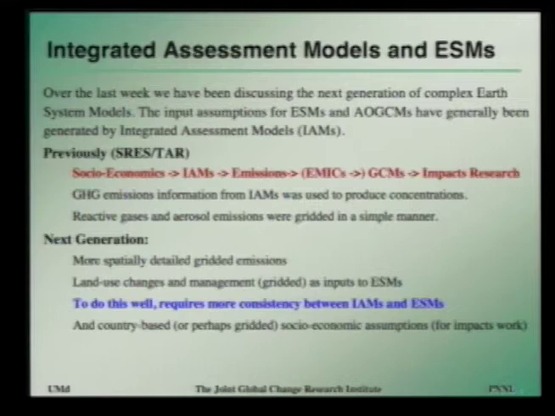What's happened in the past is the input assumptions for Earth system models have been generated by integrated assessment models. Previously, say for the SRES, TAR, and AR4, we have socioeconomic assumptions input into the integrated assessment models. They generate emissions. These emissions, some of which go into intermediate or carbon cycle models, produce concentrations. Those go to GCMs, and then the output of the GCMs goes to impact research. And the line has been pretty linear without a lot of coupling going back.